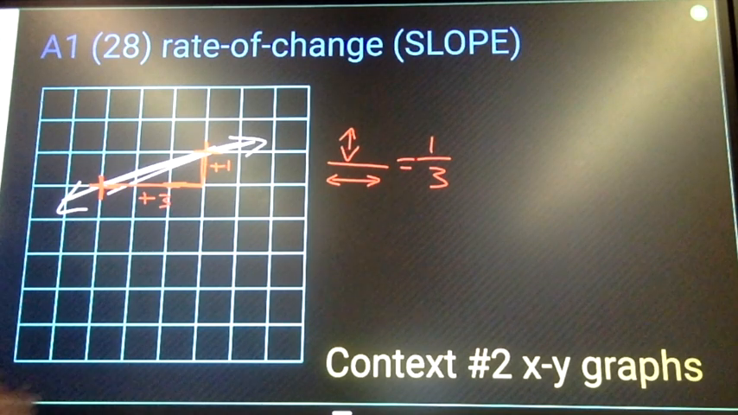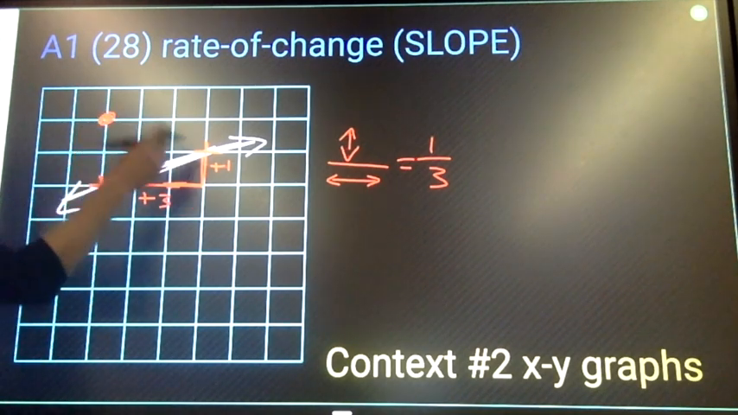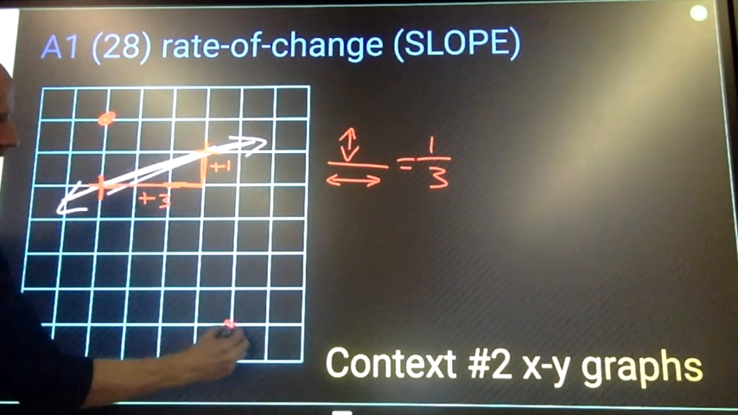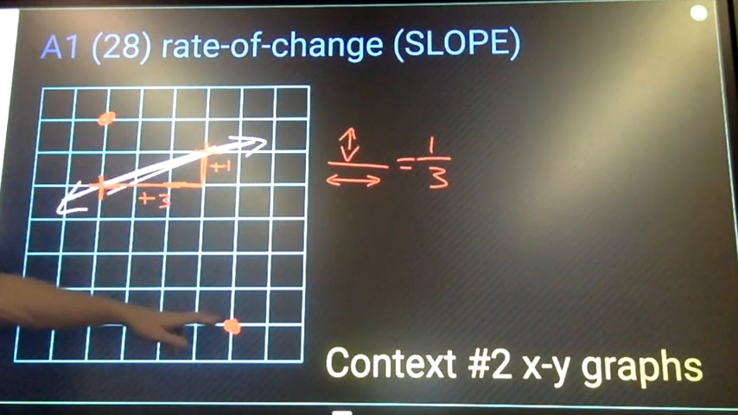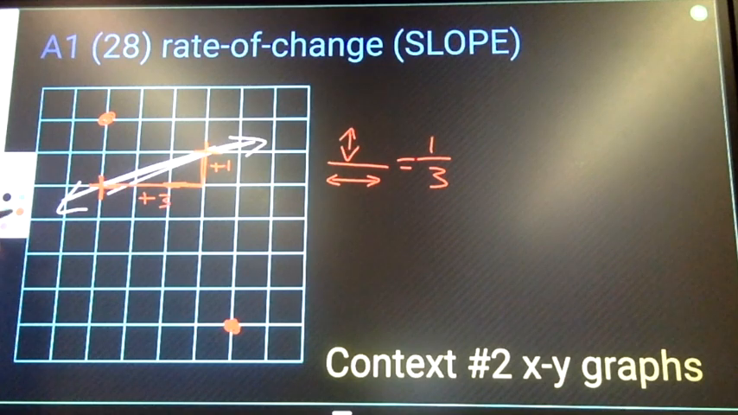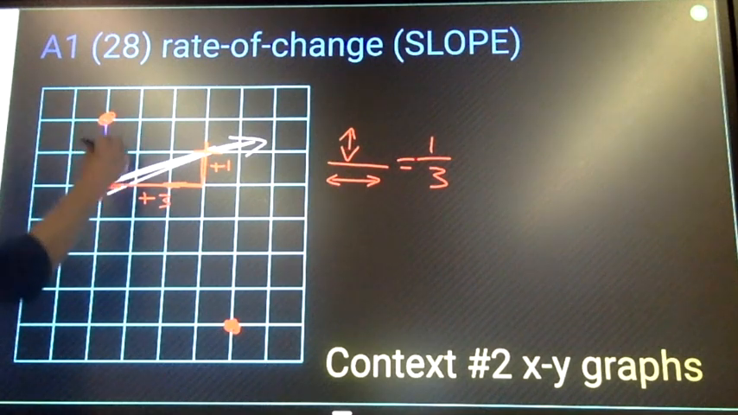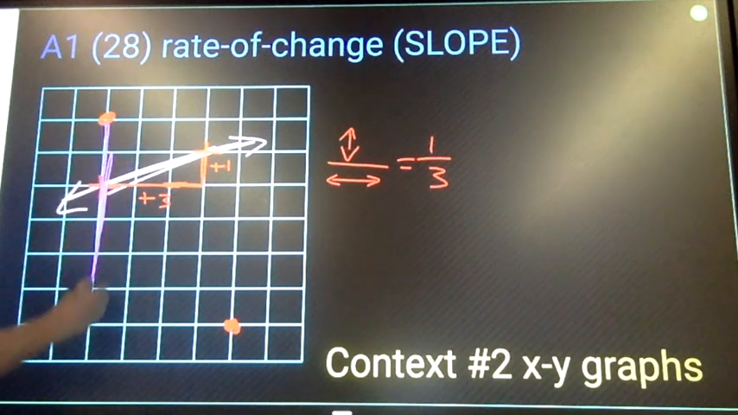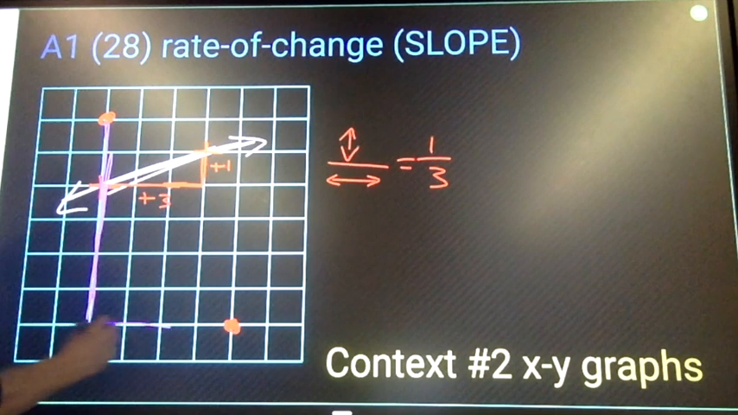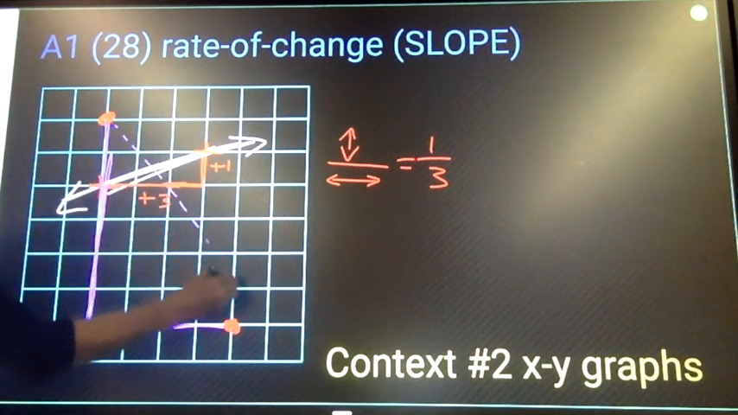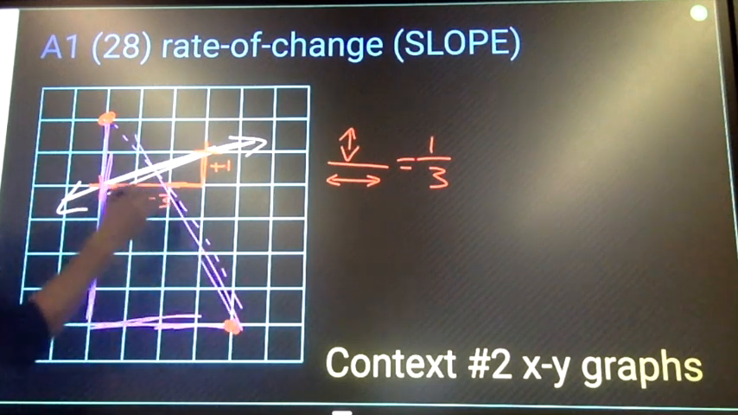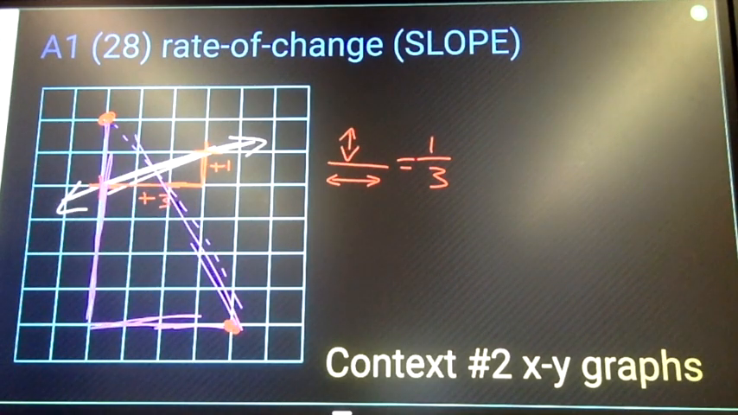Okay? We could also ask for slopes, not of lines, but between individual points. So what is the slope from this red point to that red point? And again, in this context, you can just make yourself a nice right triangle. So go straight up and down on the grid lines, straight left to right on the grid lines. Okay? Right triangle, and then count.